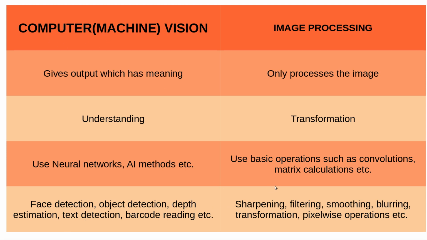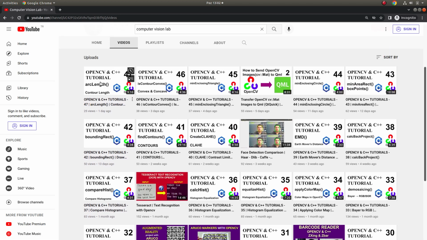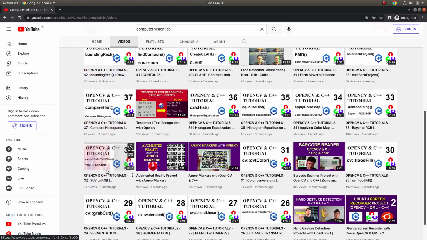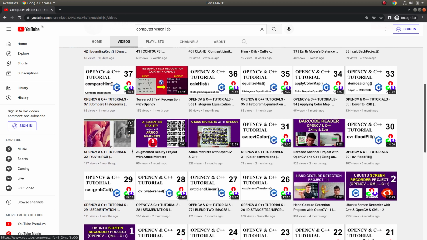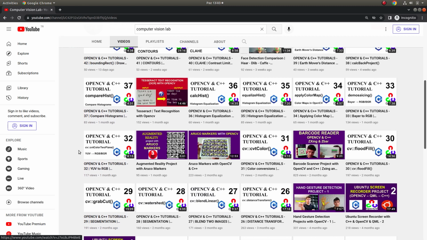And for image processing, the transformation types are the ones we already talked about here: sharpening, filtering, smoothing, blurring, transformation, pixel-wise operations, and so on. For example, most of the topics on my YouTube channel are related to image processing. Lastly we talked about arc length, find contours and histogram calculations, and for example color conversions, distance transformations, blend linear, and segmentations, and so on. These are all about image processing.